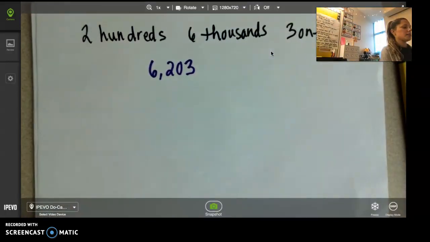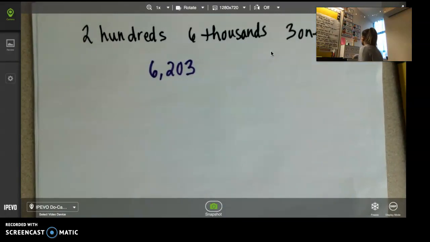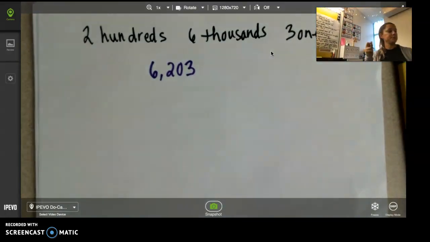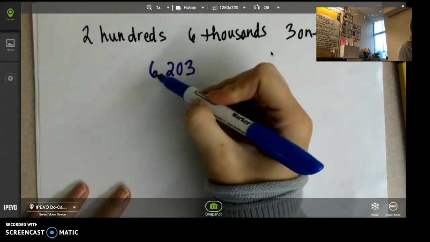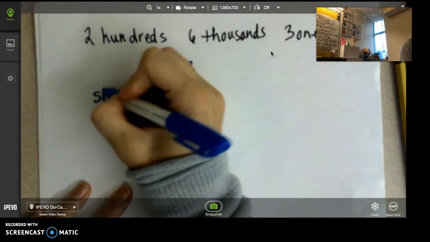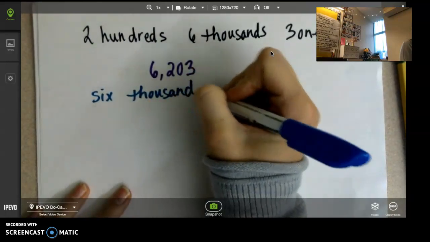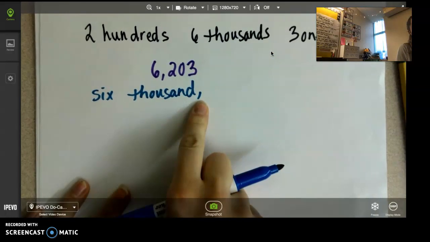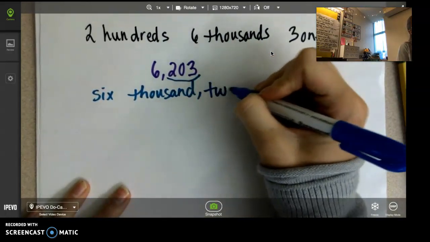Okay, now let's practice putting this number, 6,203, into word form. I know that this says 6,000s, so I start there, 6,000. And then I do a comma. And this side is 203.